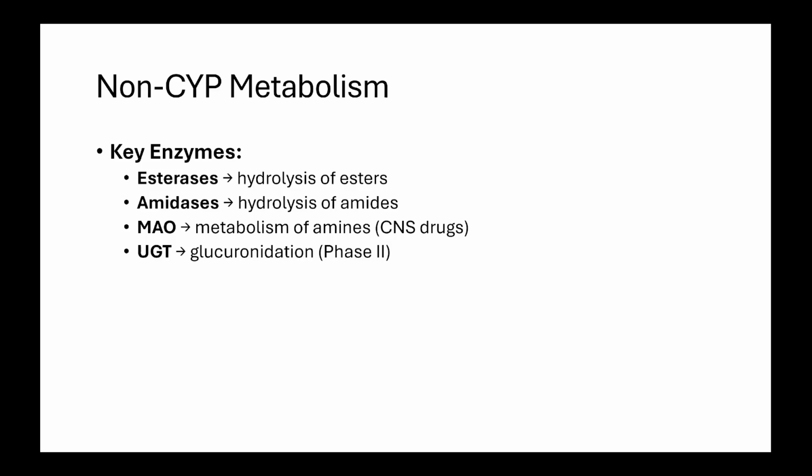And lastly, we have non-CYP metabolism. These are less common than our CYP, but they are also important. So these are the metabolism pathways for drugs that have these compounds. Key enzymes here are our esterases, our amidases, our MAO, which is our monoamine oxidase, important for our CNS drugs, and our UGT. It's just the enzyme responsible for glucuronidation.